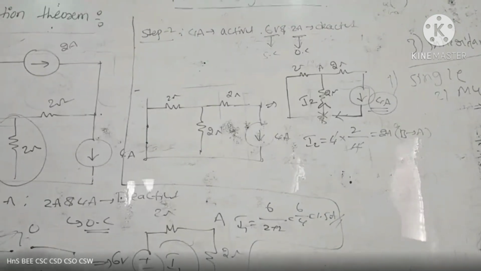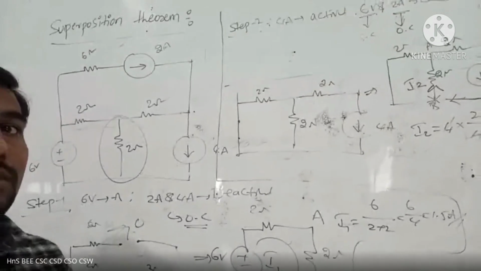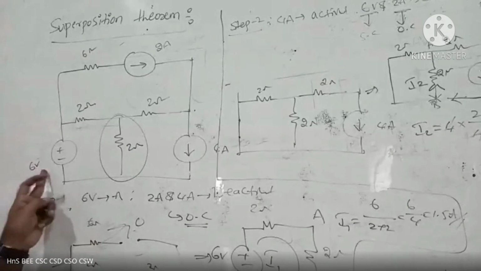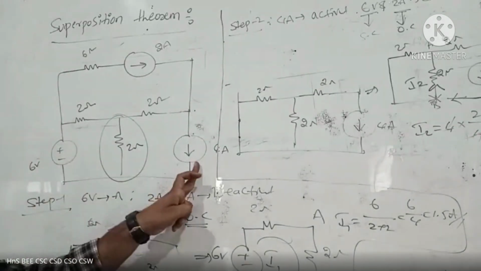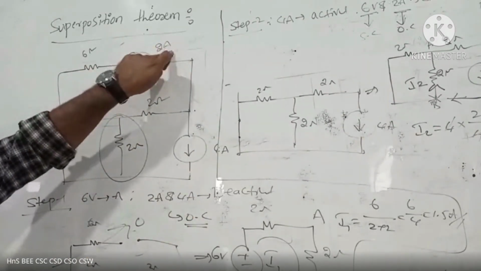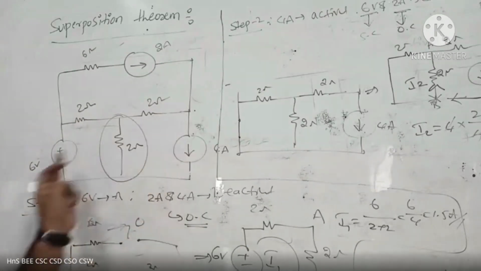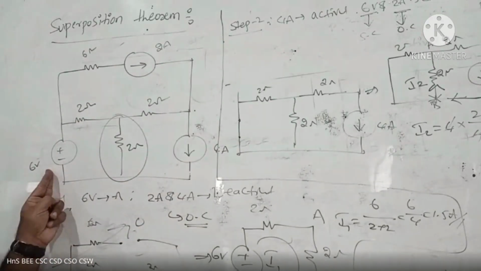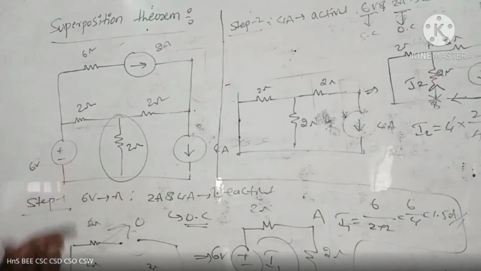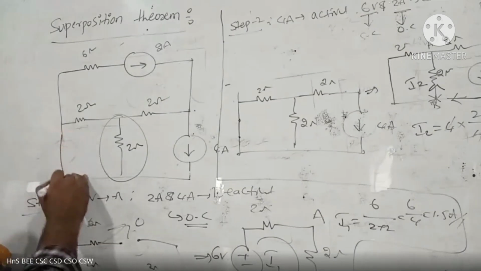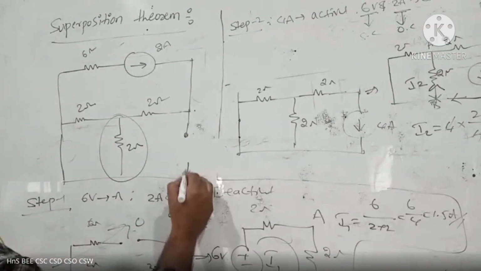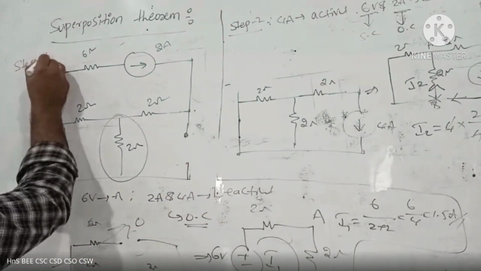Now, I'm taking step number 3. In step number 1, 6 volts is activated. Step number 2, 4 amperes is activated. In step number 3, 2 amperes is activated. If 2 amperes is activated, the remaining 2 sources are deactivated by using some initial condition, ideal condition. What is the initial condition or ideal condition? 6 volts is short circuit and the 4 amperes open circuit. This is our step number 3.